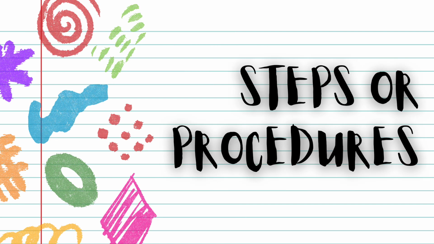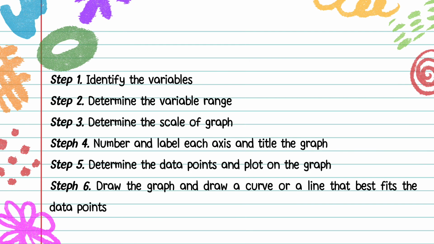How to make a broken line graph? Step 1. Identify the variables. 2. Determine the variable range. 3. Determine the scale of the graph. 4. Number and label each axis and title the graph. 5. Determine the data points and plot on the graph. 6. Draw a curve or a line that fits the data points.